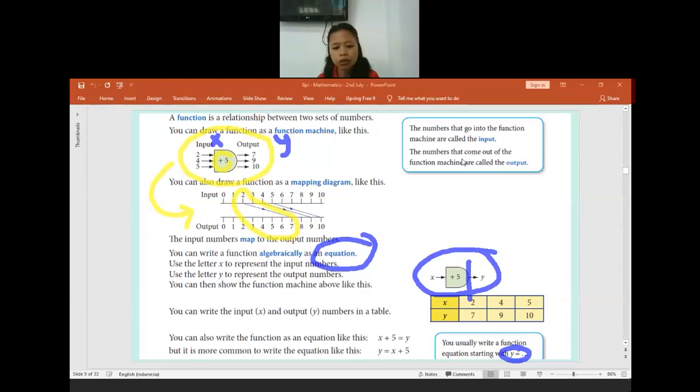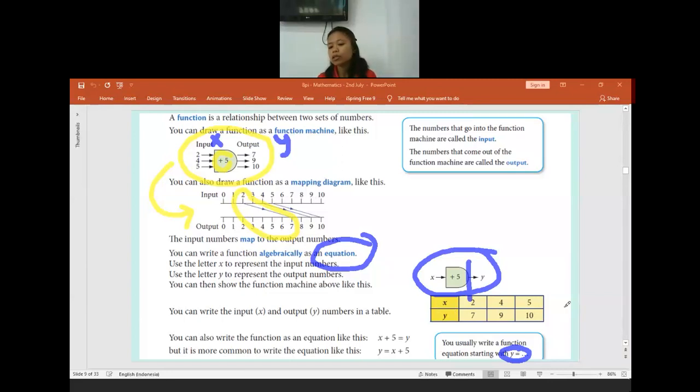Okay, can I continue to the lesson? So yes, this is the function machine. The input we make it as x, the output we make it as y. So from this function machine, we can also make it as a table. Actually, there are many ways for us to represent the equation. We can represent it as a function machine, as a mapping diagram, or as a table also.